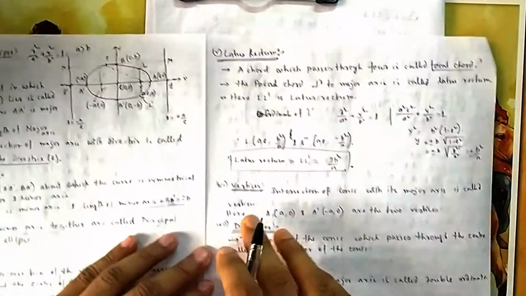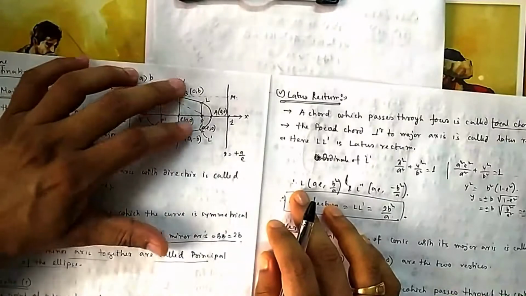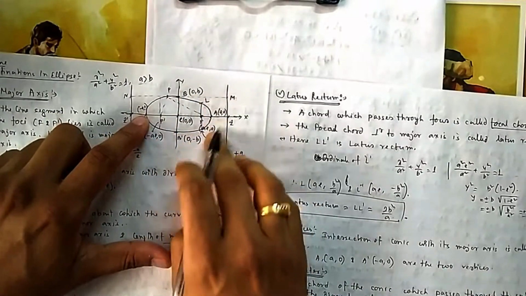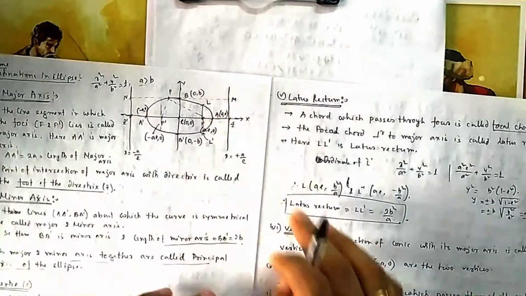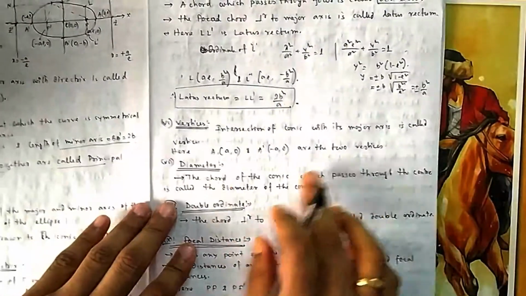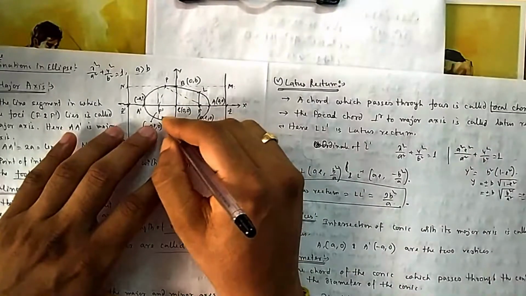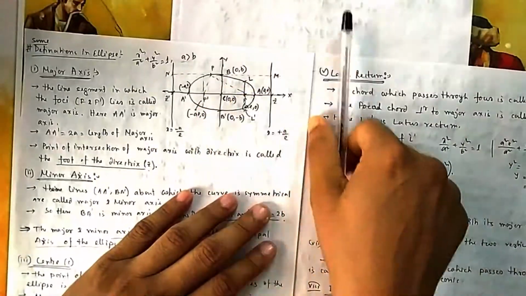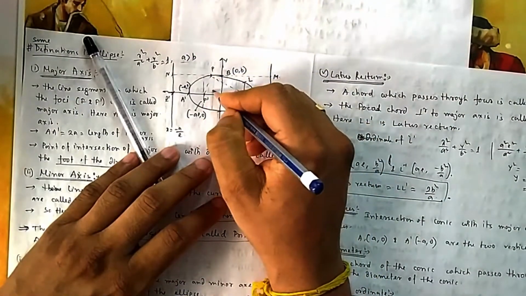Remember this one. Vertices: what are the vertices? Intersection of the conic with the major axis. These two are not vertices, these two are the vertices: (A, 0) and (-A, 0). The conic intersects the major axis at two points, and these are known as the vertices. Diameter: a chord of the conic which passes through the center is known as the diameter. Double ordinate: any chord which is perpendicular to the major axis, as we saw in the case of the parabola also. If you take this one, this is also a double ordinate. This is also a double ordinate.